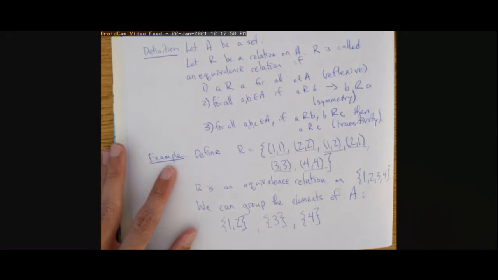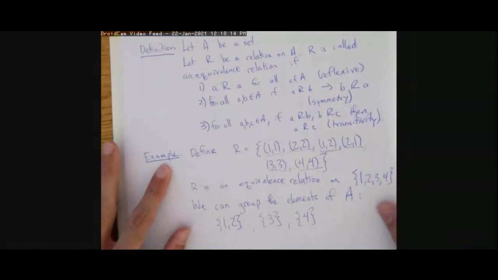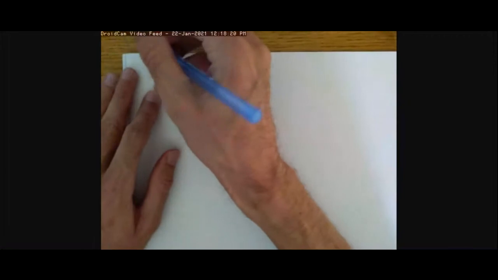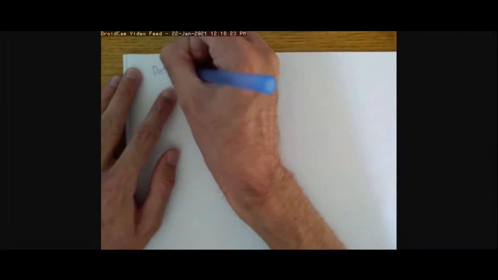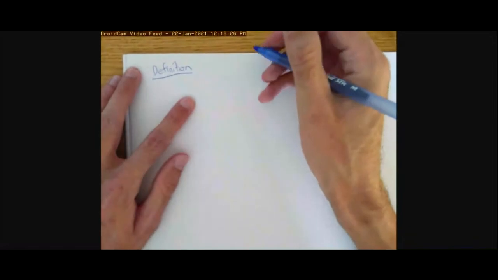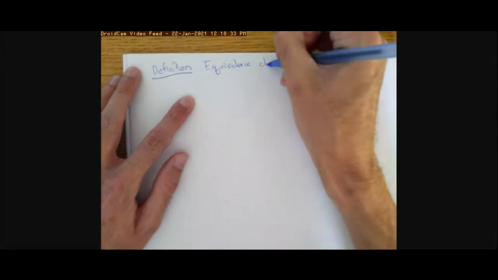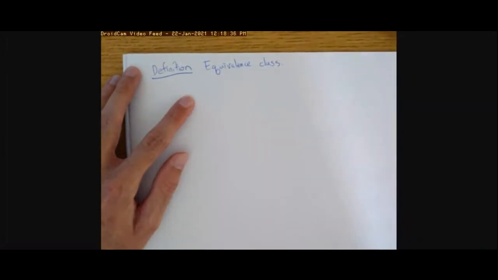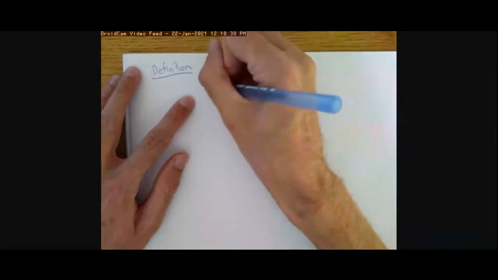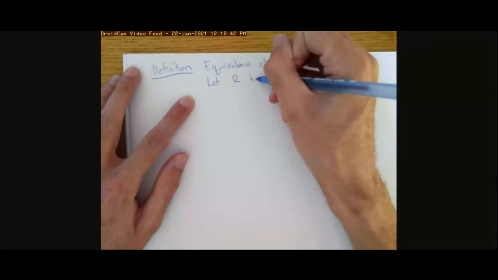So let's define an equivalence class, and let's define a partition, and then we'll say that the equivalence classes will give us a partition of A. So let's start with equivalence classes. Let R be an equivalence relation.